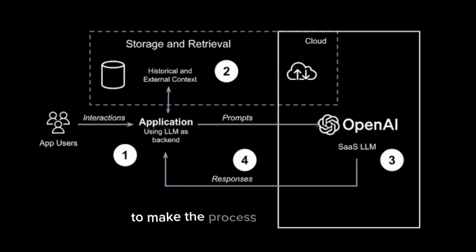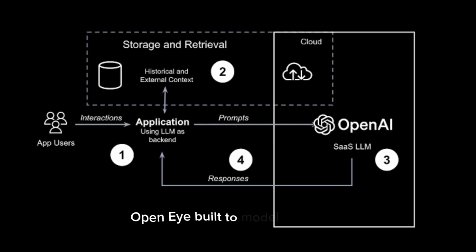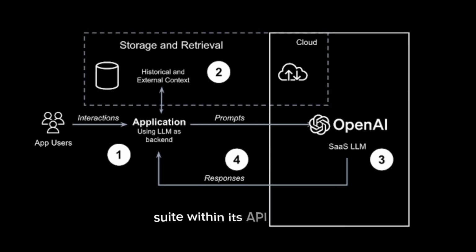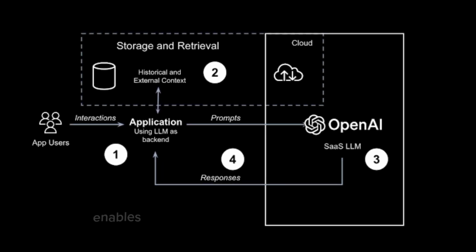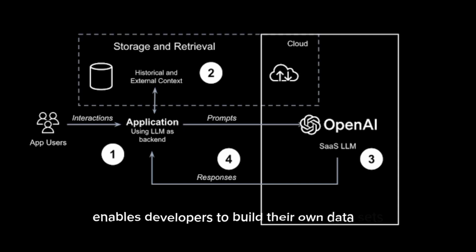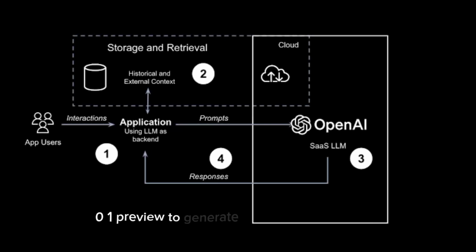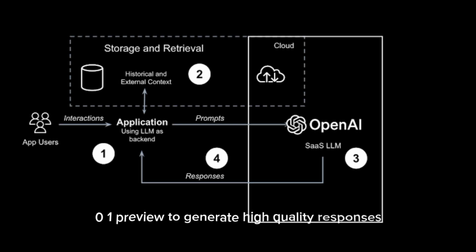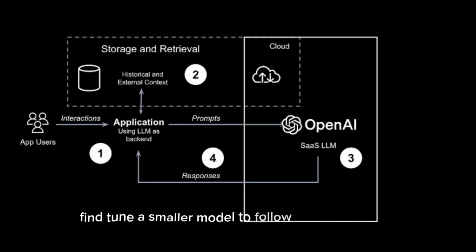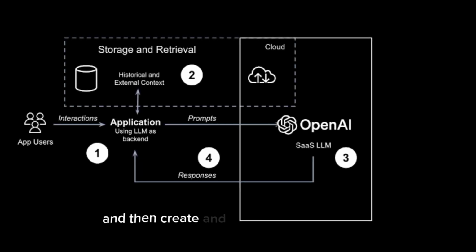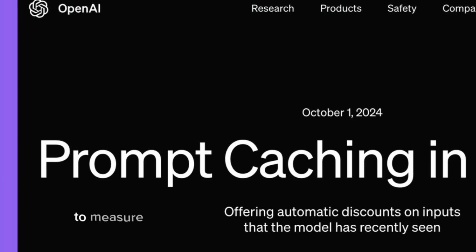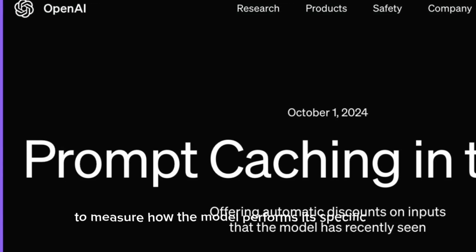To make the process more efficient, OpenAI built a model distillation suite within its API platform. The platform enables developers to build their own datasets by using advanced models like GPT-4o and o1-preview to generate high-quality responses, fine-tune a smaller model to follow those responses, and then create and run custom evaluations to measure how the model performs its specific tasks.